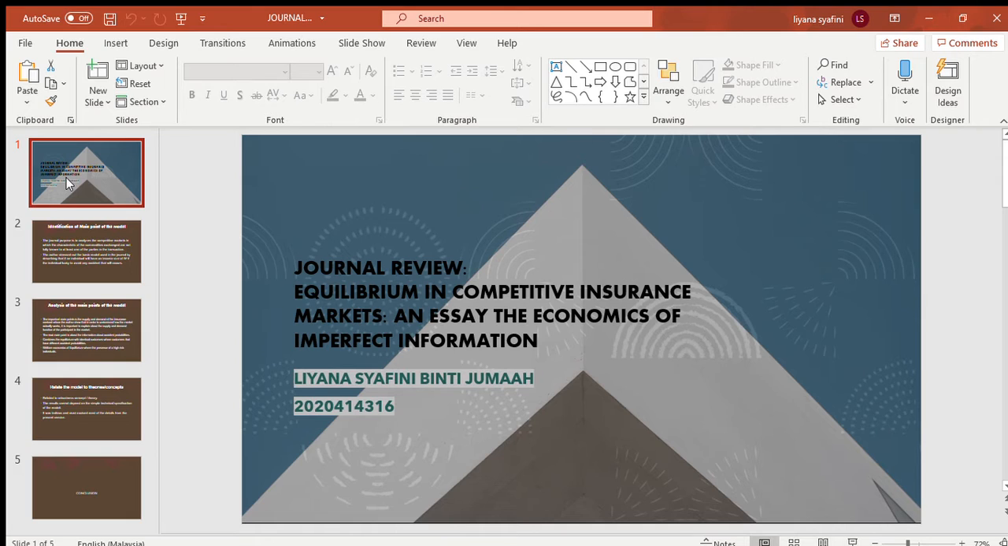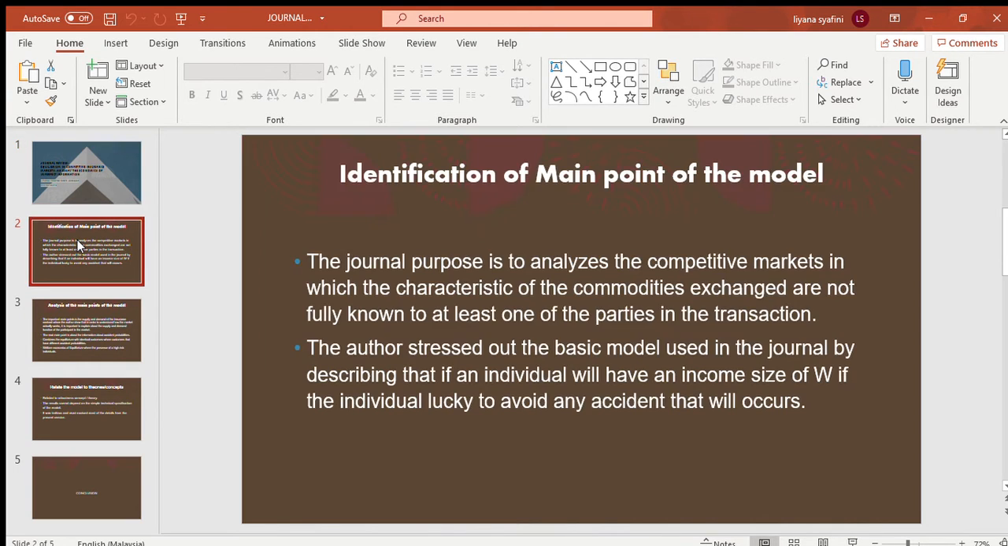I'm going to talk about the journal review Equilibrium in Competitive Insurance Market, which is focused on an essay, The Economics of Imperfect Information. So I will proceed to my first point. It is about the identification of the main point of the model.